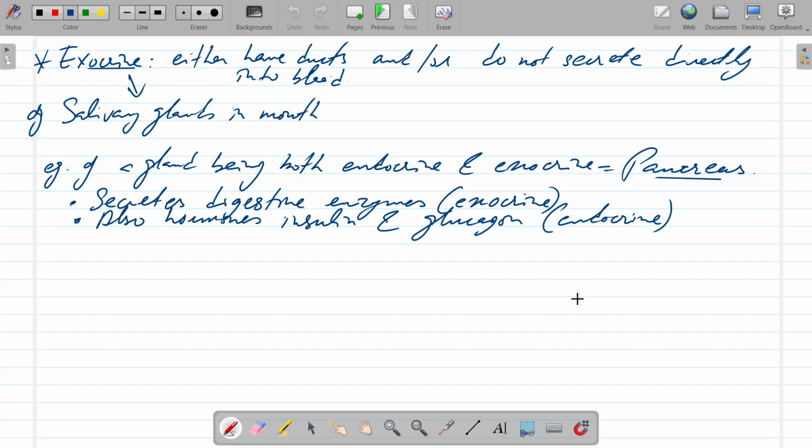And glands can be both endocrine and exocrine, such as the pancreas. So it secretes digestive enzymes, which is its exocrine function, and also secretes hormones, insulin and glucagon, depending on the blood glucose concentration, how it needs to be managed, and that is its endocrine function.